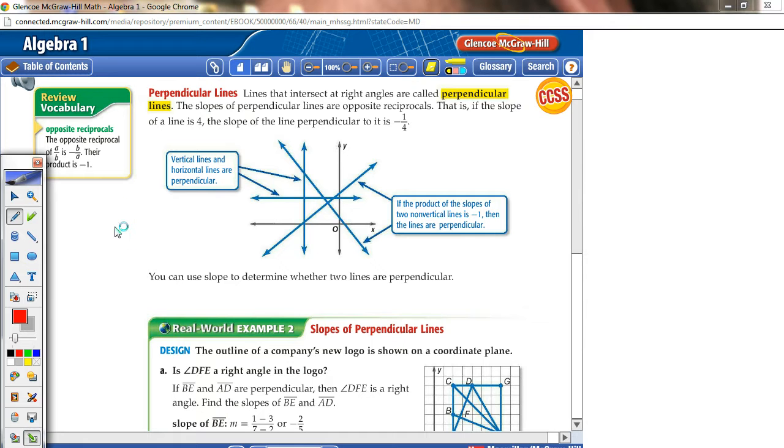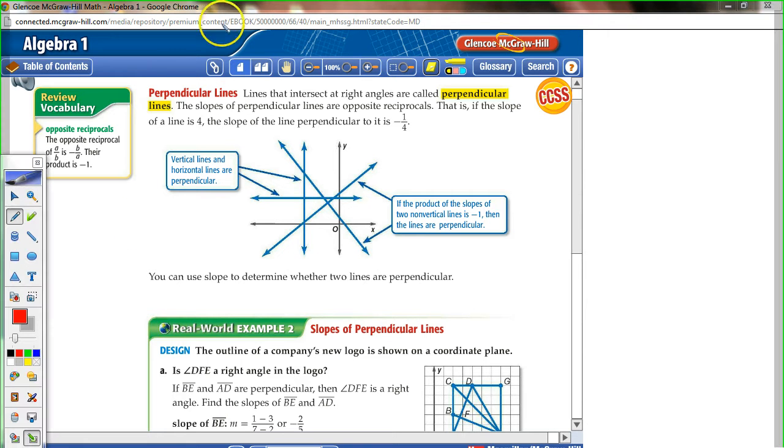Let's go over that real quick. I want to make sure that you know exactly what that means. Opposite reciprocals. The opposite reciprocal of A over B is -B/A. Their product is -1. So whenever you have a product of -1, that's when the two slopes are reciprocal. So for example, if you have -1/2, the reciprocal of this will be change the sign to positive, and I like to just say flip upside down, so now you have 2/1, which is actually 2.